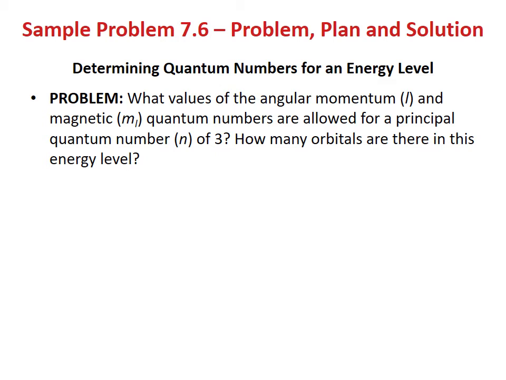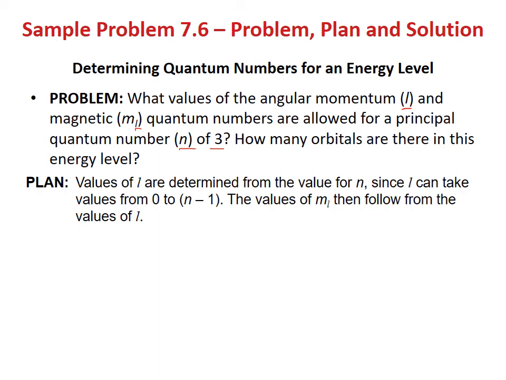Sample problem 7.6. What values of angular momentum quantum number L and magnetic quantum number m are allowed for a principal quantum number n equals 3, and how many orbitals are there in this energy level? Okay, so we know that L is determined by n, from 0 until n minus 1, and m is determined by L, and it can be negative L, 0, until positive L.